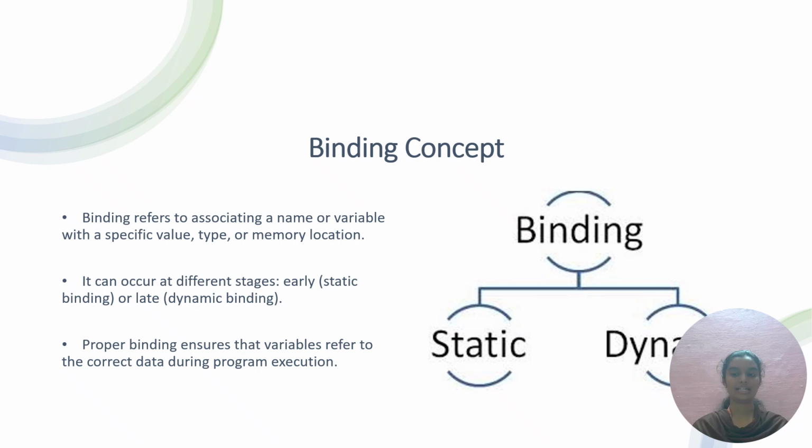For example, in int a = 10, the name a is bound to the type int, whereas a is bound to a specific memory location and it is bound to the value 10. Binding can occur at different stages like early, which is the static binding, or the late, which means the dynamic binding. Proper binding ensures that the variables refer to the correct data during the program execution.